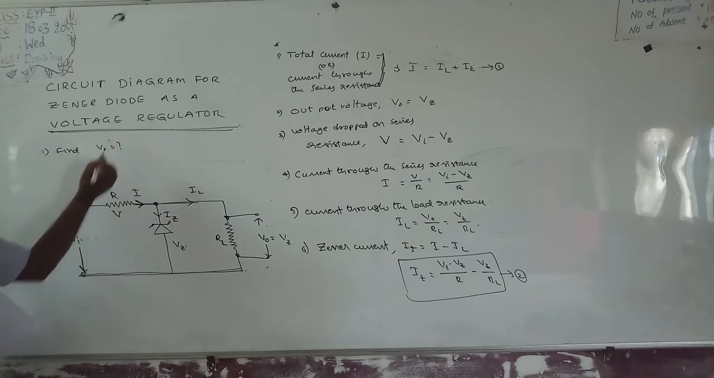Output voltage. Second one, voltage drop across the series resistance. Third one, current through the Zener diode, IZ.